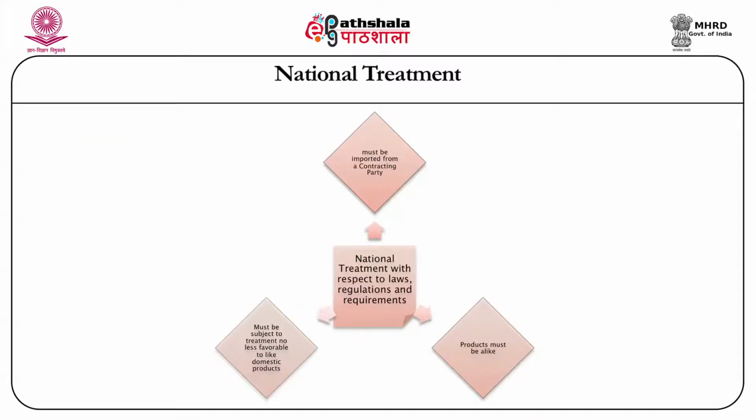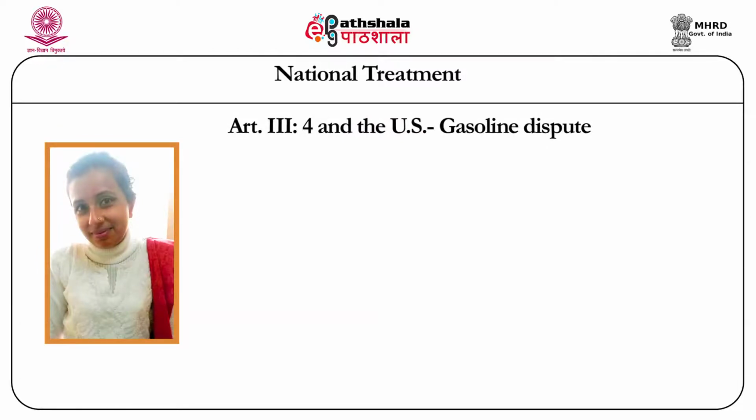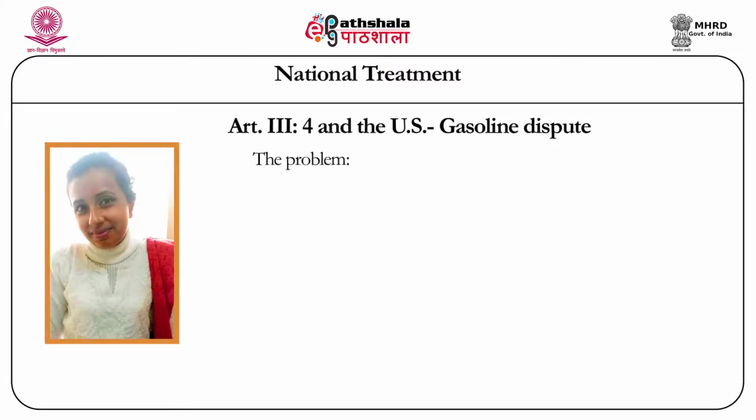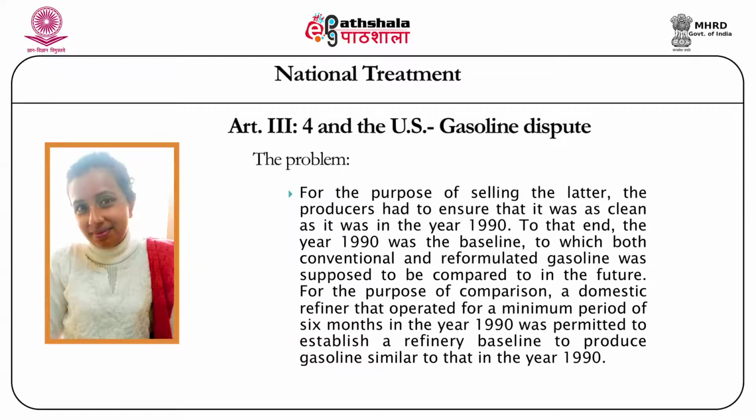We would understand the implication of Article 3, paragraph 4 and the US Gasoline dispute. The law under dispute in this case was the US Clean Air Act 1963 that aimed at controlling pollution and thus improving the environment. For this purpose, the Act segregated the areas and identified 9 areas that had severe pollution. Consequently, it directed that only reformulated gasoline could be sold in these localities. In localities that did not face such high pollution levels, conventional gasoline could continue to be sold. The problem was that for the purpose of selling the latter, the producers had to ensure that it was as clean as it was in the year 1990.